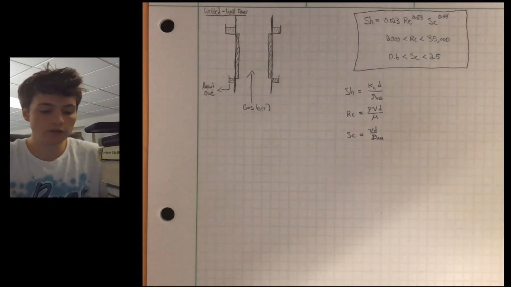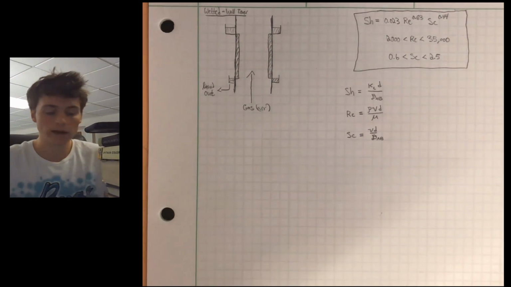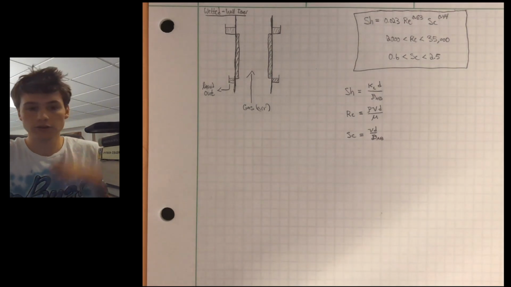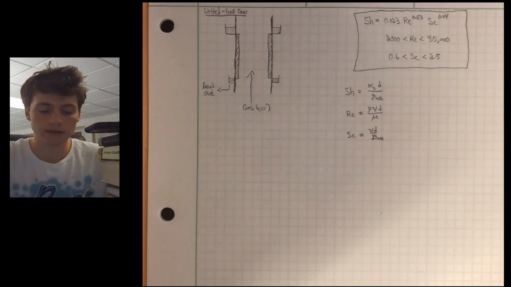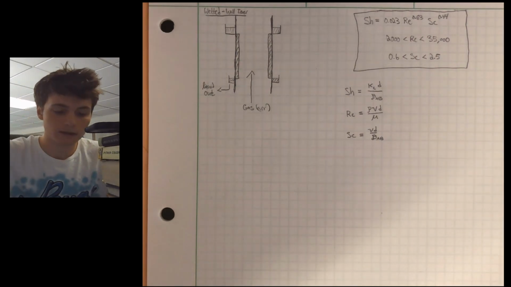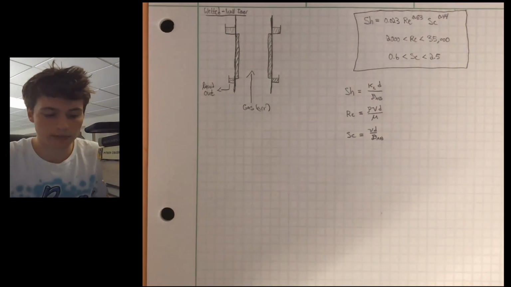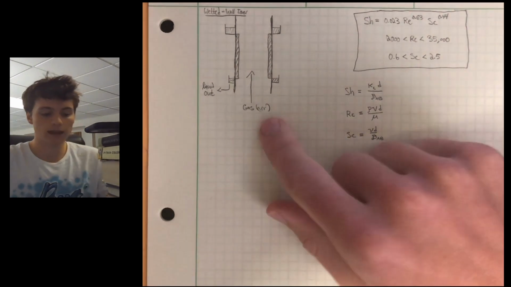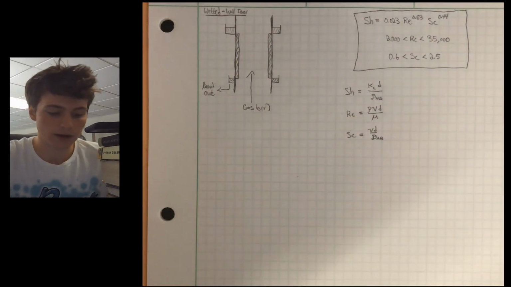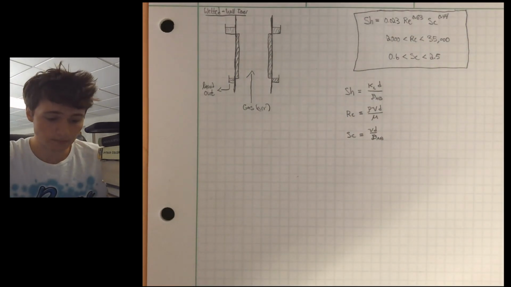What they used was a wetted wall tower. A wetted wall tower is just a tube where the inner surface of the tube is coated with a thin film of liquid, and then you have a flowing fluid through the inner core of the tube. In this case, they used air. When they did their experiment, they ran this for 9 different liquids.